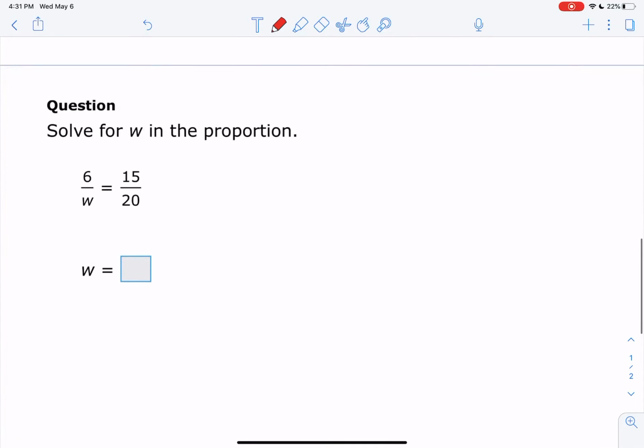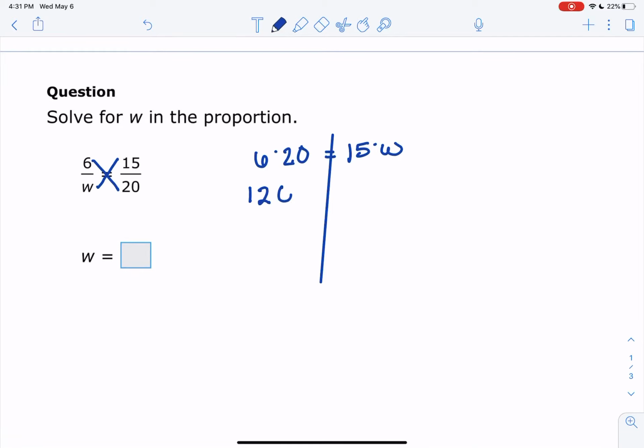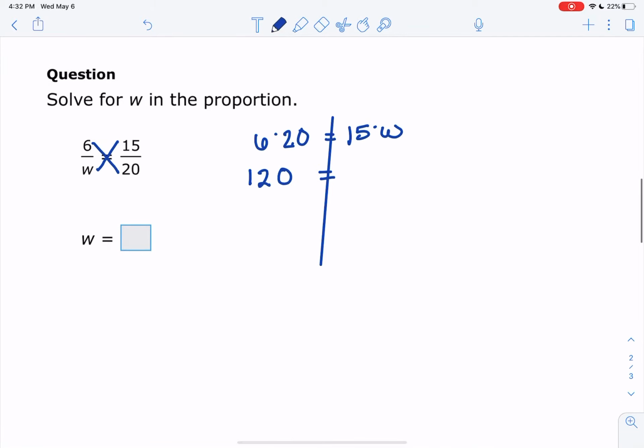Two more practice problems, and then we'll call it a day. So once again, need to get W by itself. That's my goal. Anytime I'm solving for an equation, my goal is to get the variable by itself. So let's go ahead and cross multiply. 6 times 20 equals 15 times W. Okay, draw my line. 6 times 20, that's 120. 15 times W is 15W.